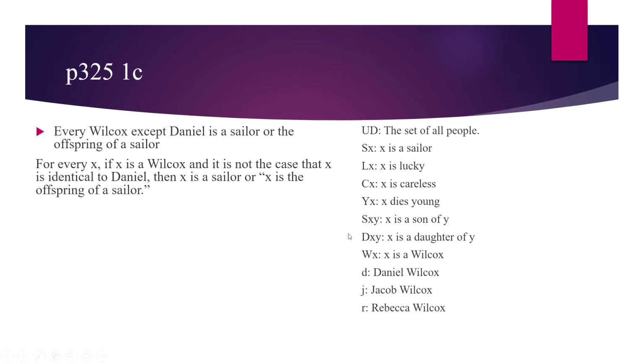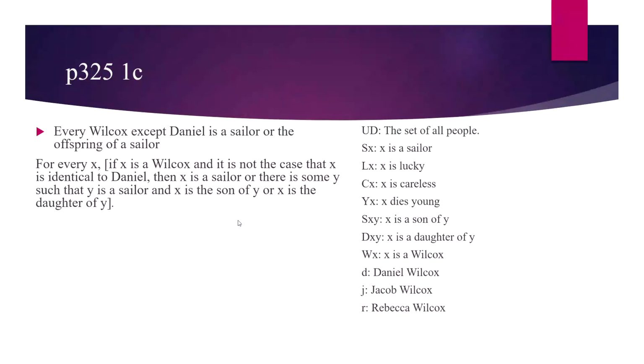And importantly, these are two-place predicates. So we also need to add in the other variable, right? A quantifier for the other variable so that we can say that person is a sailor. So here we're going to add in an existential quantifier, right? There is some y such that y is a sailor and x is the son of y, or x is the daughter of y. So that's how we're going to say x is the offspring of a sailor, right? There is some y such that y is a sailor and x is either the son or daughter of them.